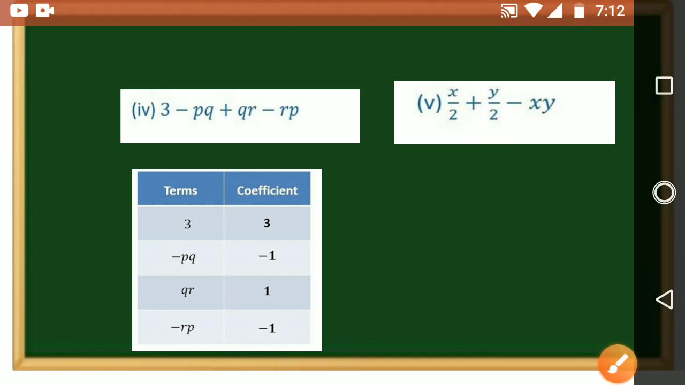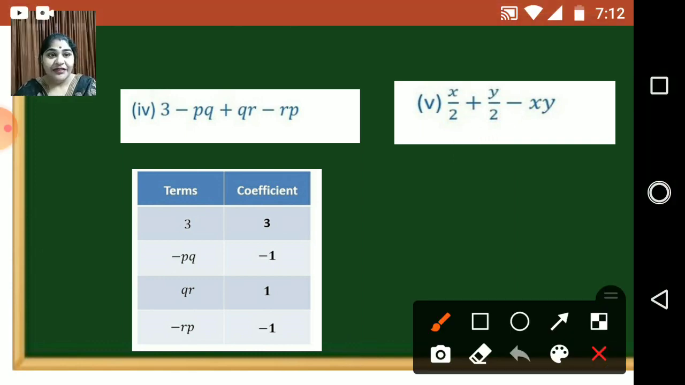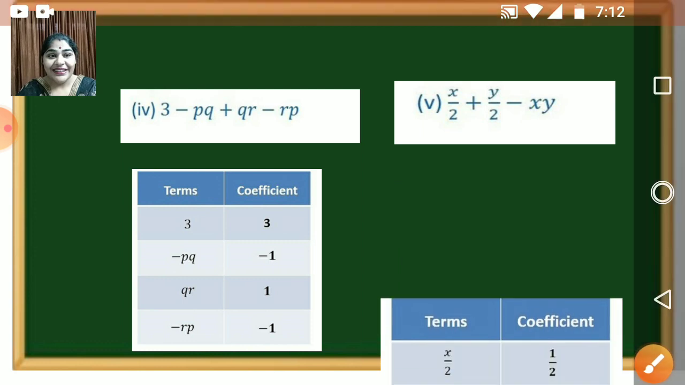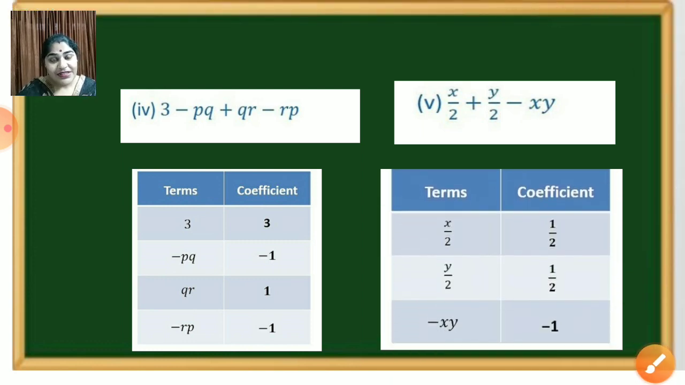So the x upon 2, children, can we write as 1 upon 2 multiplied by x? It will be obviously x upon 2. So what is the coefficient of x upon 2? That is 1 upon 2. I hope this is clear. So yes, these are the terms and coefficients of the fifth one. That is x upon 2, coefficient will be 1 upon 2, plus y upon 2, coefficient will be 1 upon 2, and negative xy, the last term, the coefficient will be negative 1.